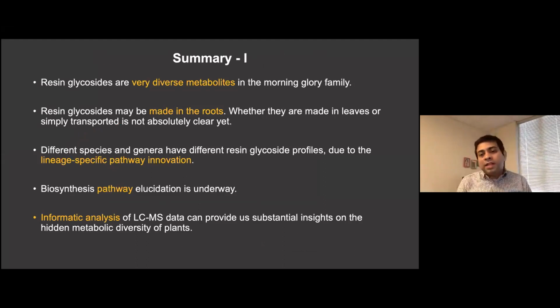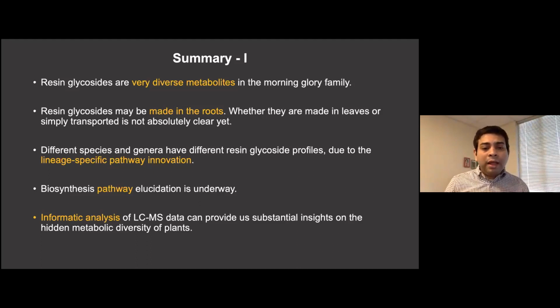Okay, summarize this part of the talk. I've talked about how resin glycosides are very diverse metabolites in the morning glory family. They are made in roots, and whether they are made in leaves or simply transported is not clear. We see evidence of lineage-specific innovation in Convolvulus and in Ipomoea, and we need to know the enzymes to figure out why that has happened.